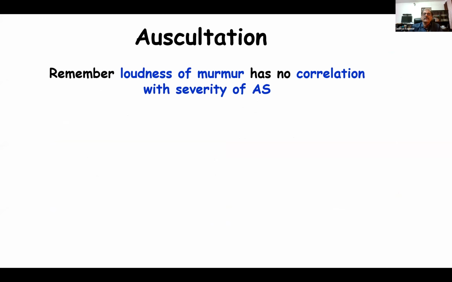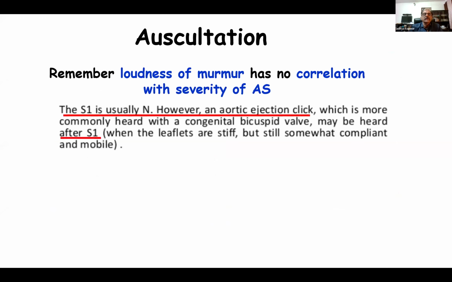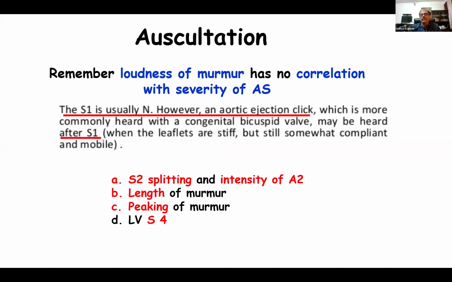Auscultation, again, the loudness of the murmur has no correlation with the severity of AS. S1 is usually normal. You might get an aortic ejection click if the valve is pliable. These are the four important things in auscultation which you should remember for aortic stenosis: the splitting of the S2, the intensity of the A2, length and peaking of the murmur, which Madam discussed, and of course the presence of an S4.